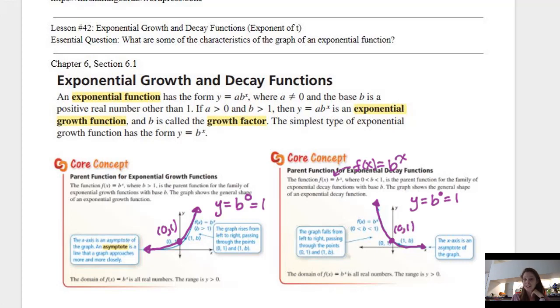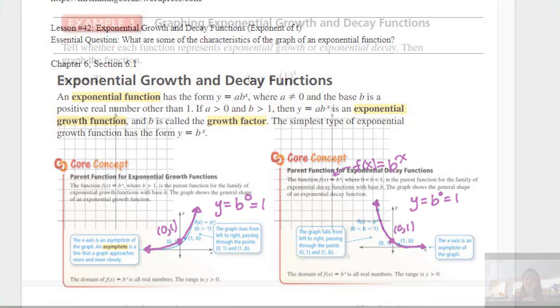And now it has the same asymptote actually. The x-axis is an asymptote of the graph. As x gets bigger and bigger, the y values are approaching that 0, but they never hit it. And we could say for both of these, the domain for both exponential growth and exponential decay is all real numbers. And the range for both is y is greater than 0.